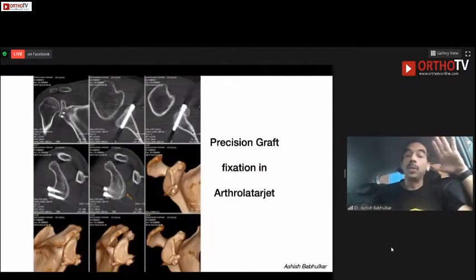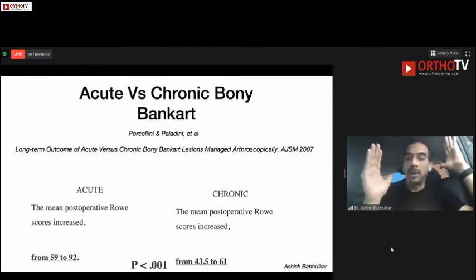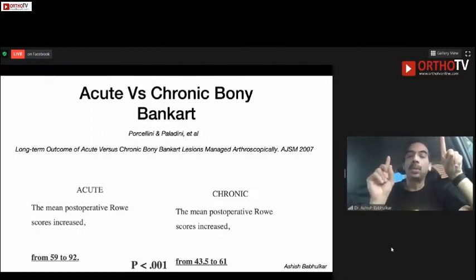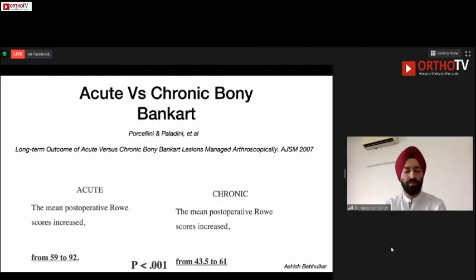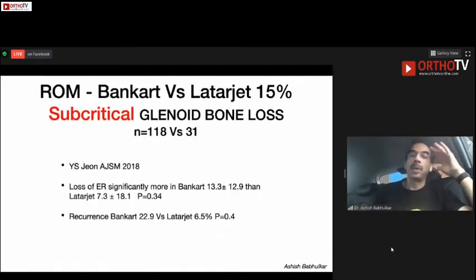As I said, you must do your CT scans at 3 to 6 months to ensure that there's no screw problem, there's no osteolysis starting up, and the graft has integrated well. A word of caution, this is Palladini's and Poccellini's article, comparison between acute and chronic bony Bankarts. Their dislocation rates after surgery were 1 case in each group, but the restoration of function was poorer in the chronic bony Bankart. So they're not the same, because the graft has shrunk, there's not enough meat on the bone. So be careful on those patients, especially if they're athletes and young people.